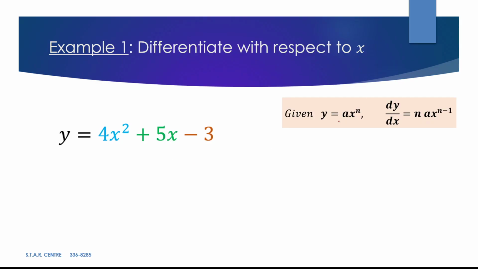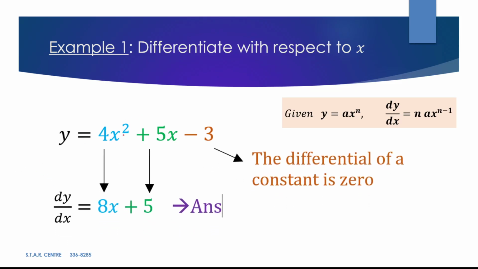And just as the power rule shown here, y equal ax to the power of n, if we differentiate that, we would have n ax to the power of n minus 1. So this is the rule that we are using, and I'm differentiating each term separately. So differentiating the 4x squared, we bring the power to the front and we subtract 1 from the power.